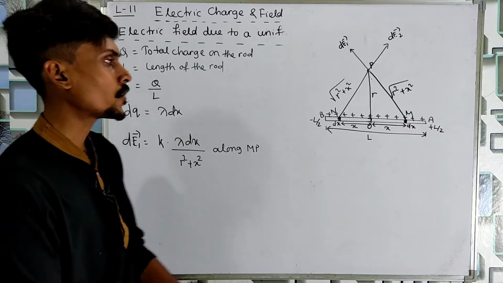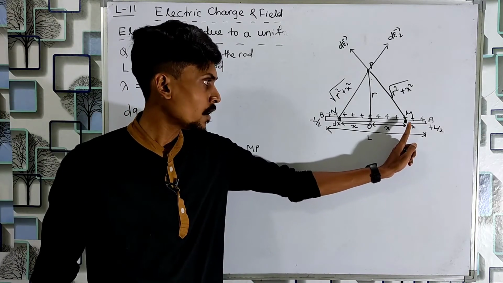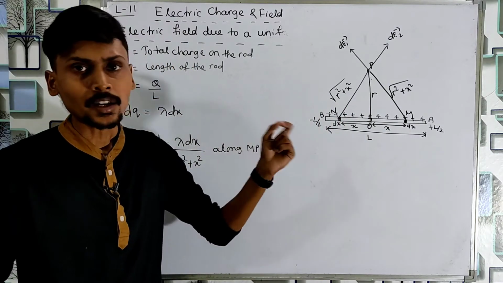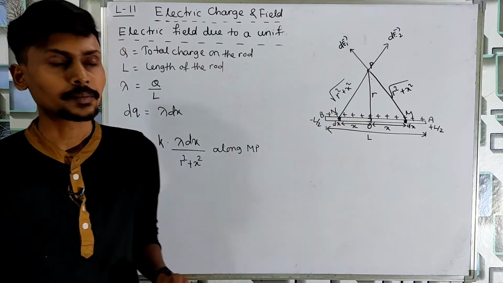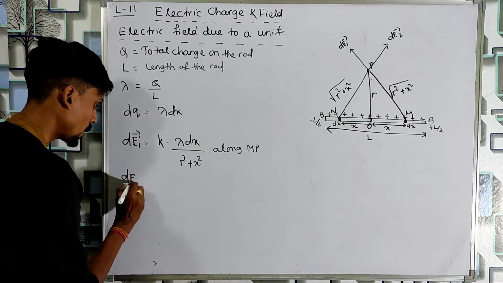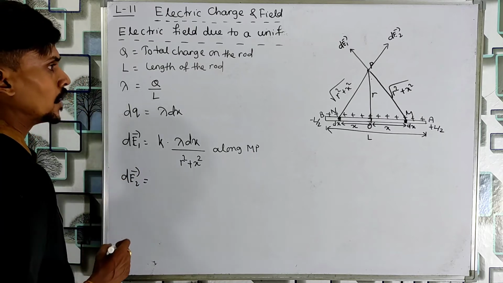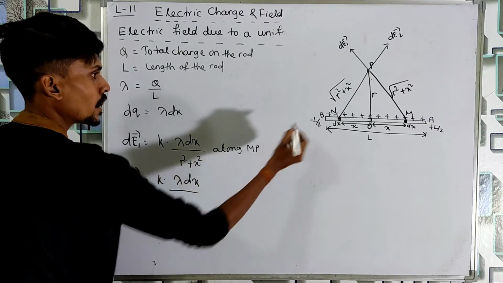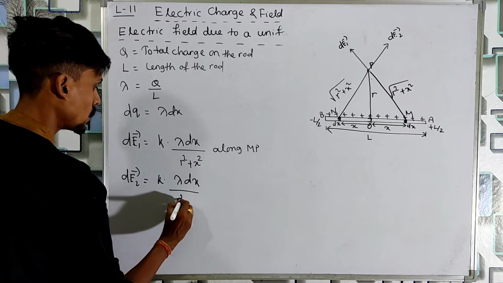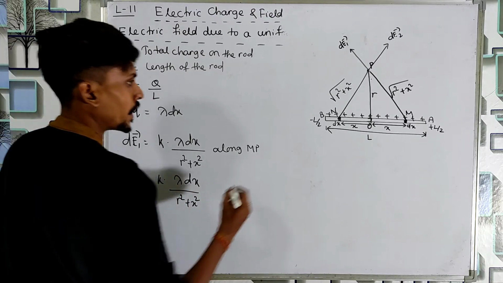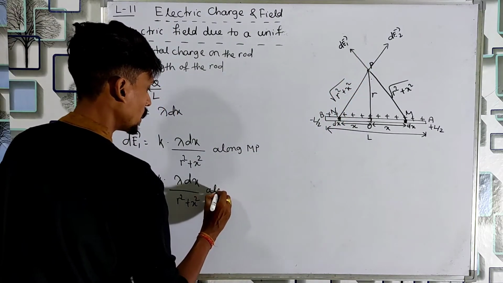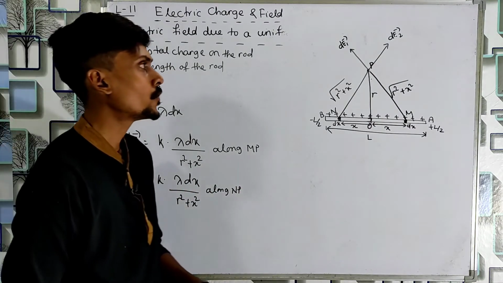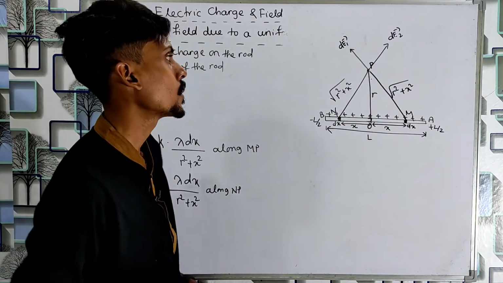dE1 vector is the electric field due to the element on the right side at the point P, and dE2 vector is the electric field produced by the element at N. So what will be the expression for dE2 vector? It will be k into the charge on the element, which is lambda dx, divided by NP square, and this is nothing but r square plus x square. The direction is along NP. Is that clear? So now we have these two electric fields due to the two elements.